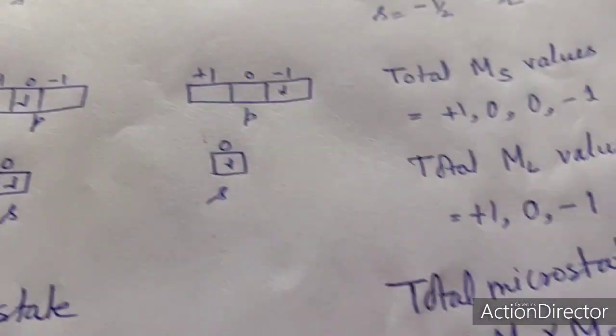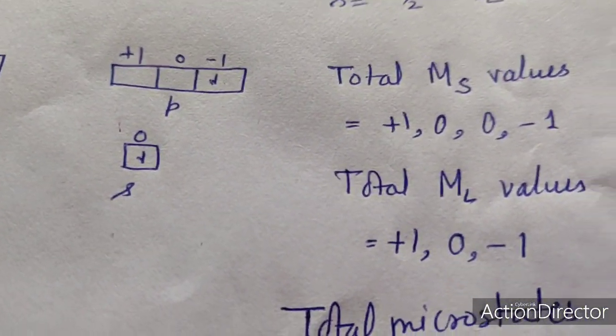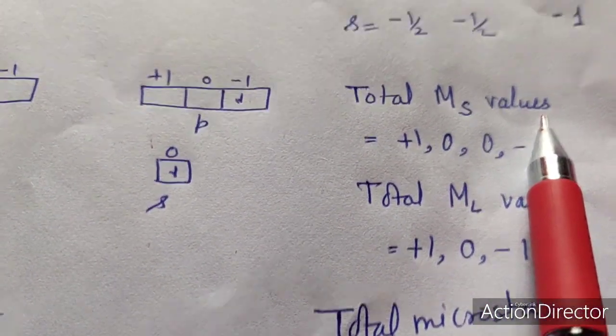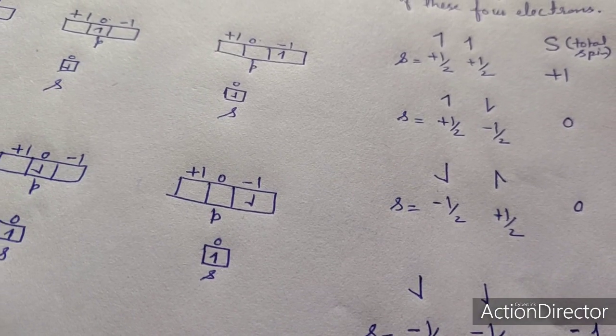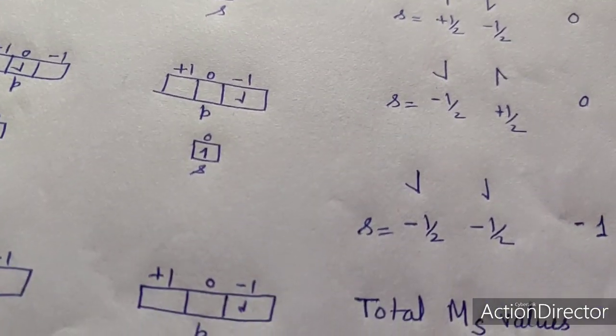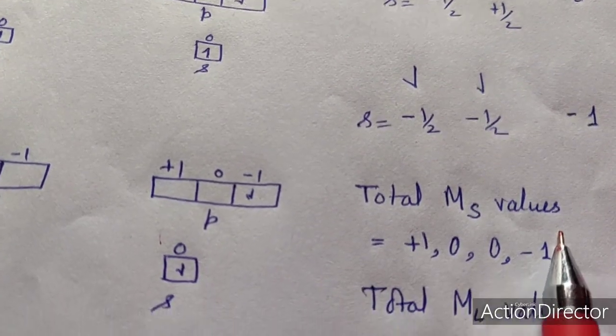So we can calculate these combinations, as well as see the total MS values we have already calculated: plus 1 may be the spin, 0 may be the spin, 0 may be the spin, or minus 1 may be the spin.